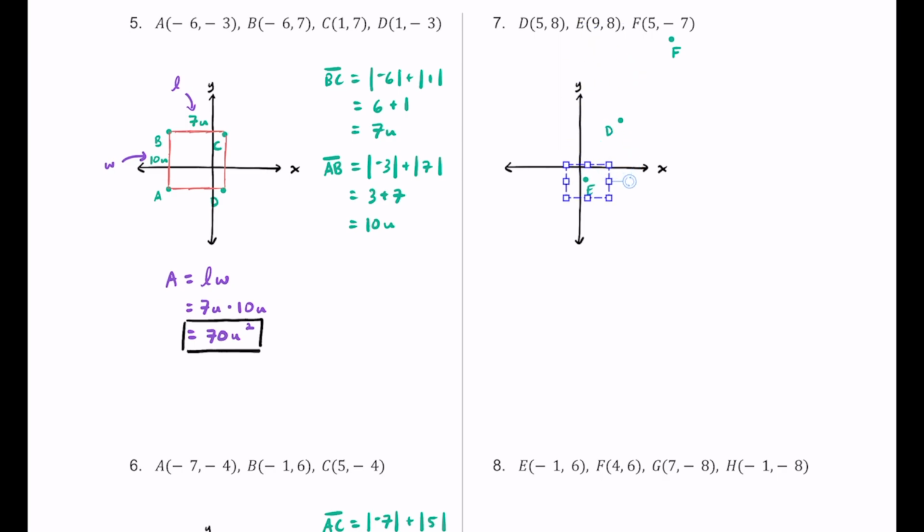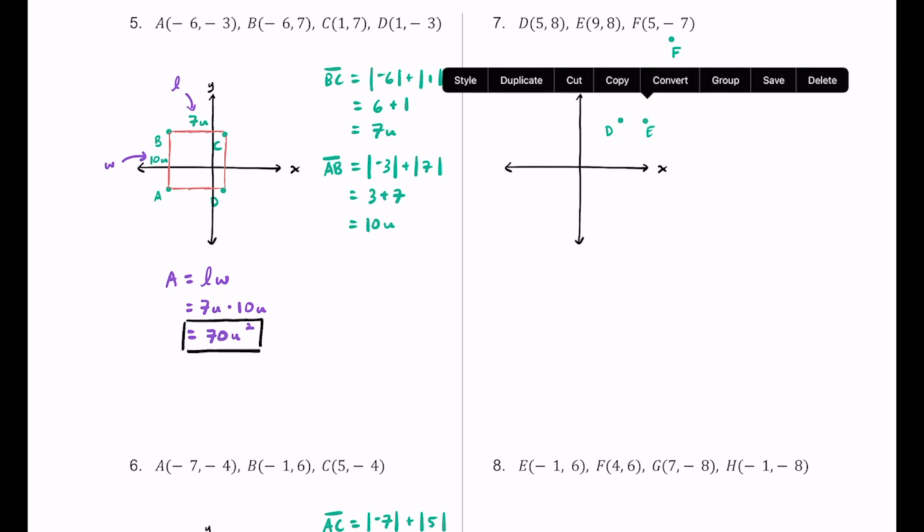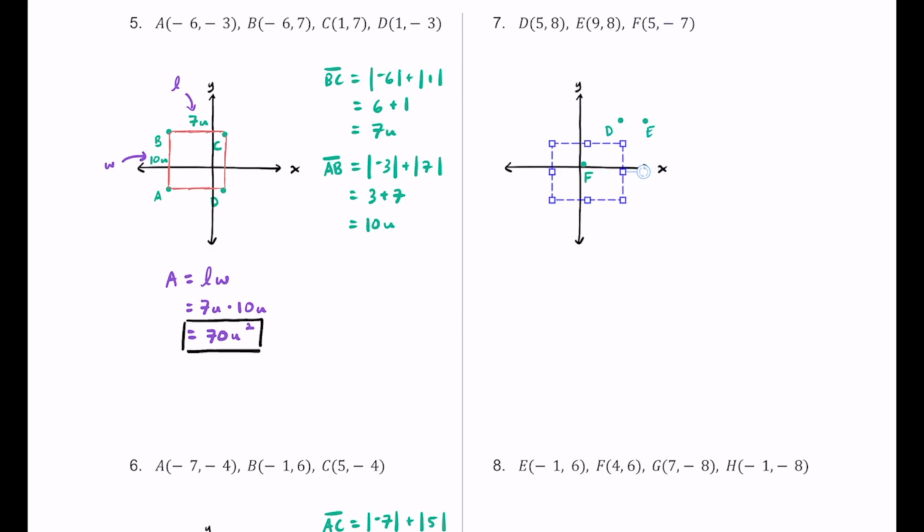And then for E, that means we're going to move 9 units to the right and then 8 units up. So that would be maybe somewhere like this. And then for F, we're going 5 units to the right, and then we're moving 7 units down. So that's going to be somewhere in quadrant 4. Okay, so this looks like it's kind of like an upside down triangle.